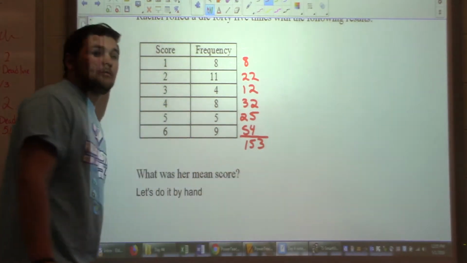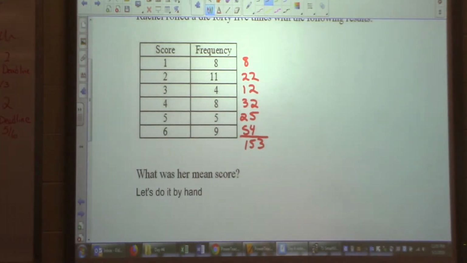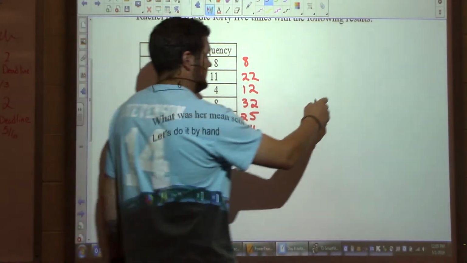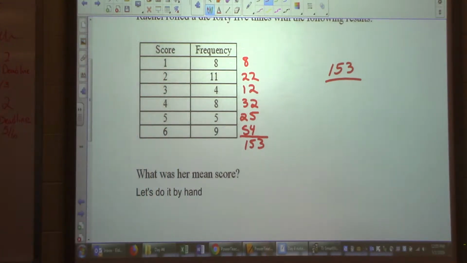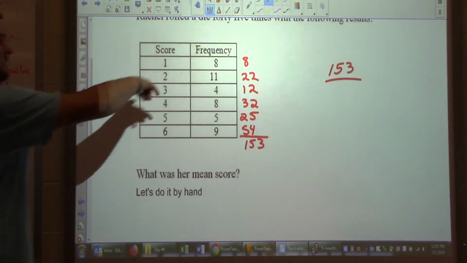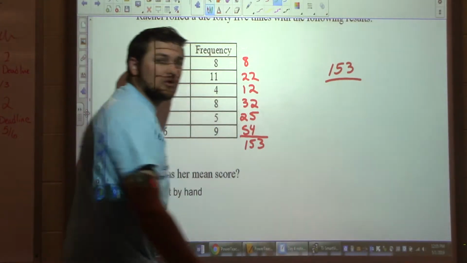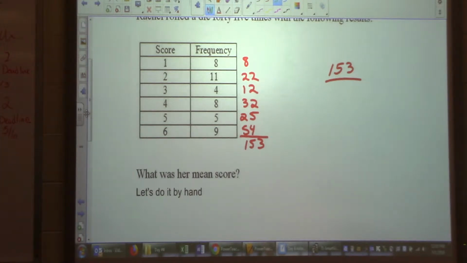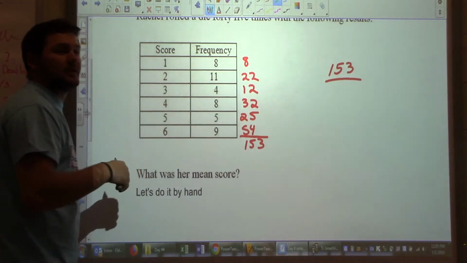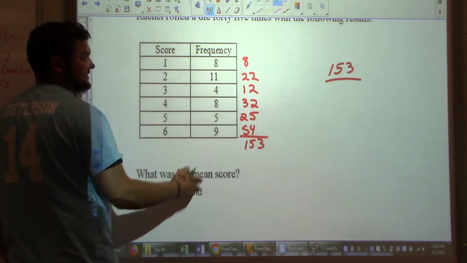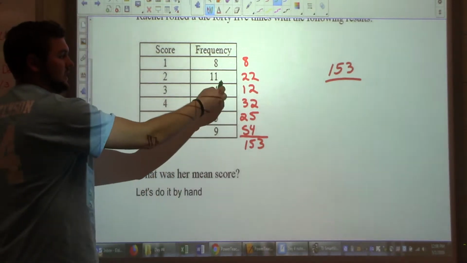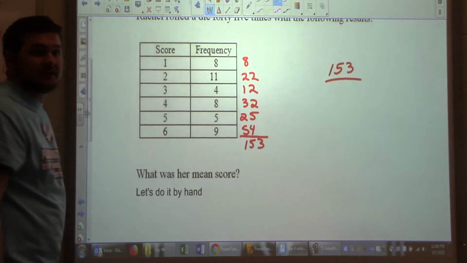Alright. Normally we say on the mean we add everything up and we divide by how many there are. So I'm going to take 153 and divide by how many times I rolled the die. Well, how can I figure that part out? We figured out the scores, we multiplied them out and added them up. Colton, how did I figure it out? Add the frequencies. Add the frequencies, right? Each frequency is how many times we rolled that number. So to find out how many times we rolled the die, I'm going to add all the frequencies up: 8 plus 11 plus 4 plus 8 plus 5 plus 9.